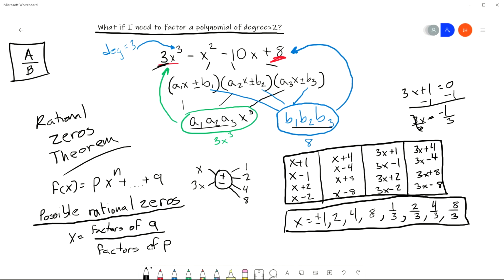The denominator is the factors of p. That's the leading coefficient, which is 3 here. What are the factors of 3? 1 and 3. Technically, all these whole numbers are actually over 1, and then all these ones are over the value of 3. So essentially, by knowing the factors of the leading coefficient and the constant, I can know a list of possible rational zeros. That's the rational zeros theorem.